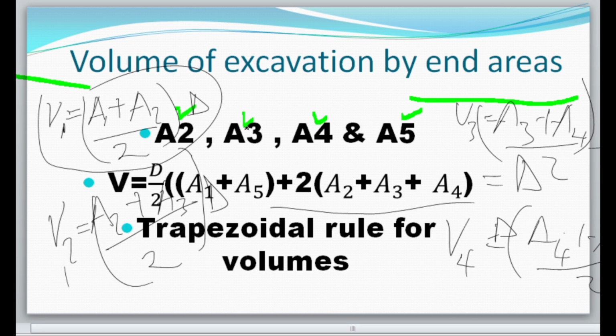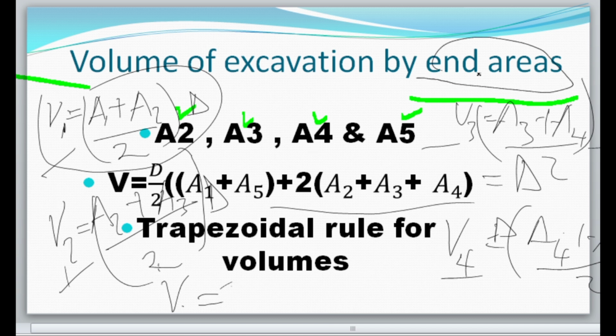Then after doing that, you'll add all those volumes. So volume 1 plus volume 2 plus volume 3 plus volume 4, and you'll have gotten the final total volume. So the addition of all those volumes is done. That is the end area method.